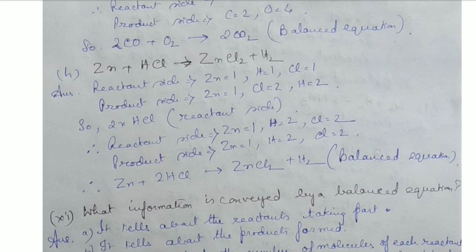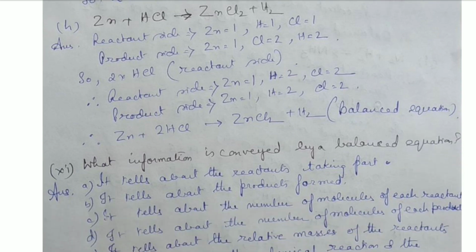And so it becomes, on the reactant side, Zn is equal to 1, H is equal to 2 and Cl is equal to 2. And the product side is already there, that is Zn is equal to 1, H is equal to 2 and Cl is equal to 2. Therefore, the final equation becomes what? Zn + 2HCl gives us ZnCl2 + H2, and that's the final balanced equation.